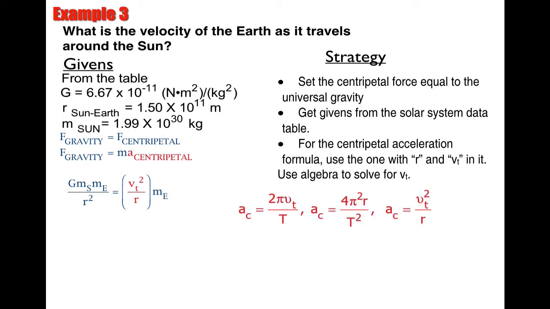Now I had a lot of choices. I have these three choices between which equation to use. And when I'm looking at the problem, I can see that I have the velocity, that's what I want, and I have the radius in my givens. So I chose the formula with those two variables.